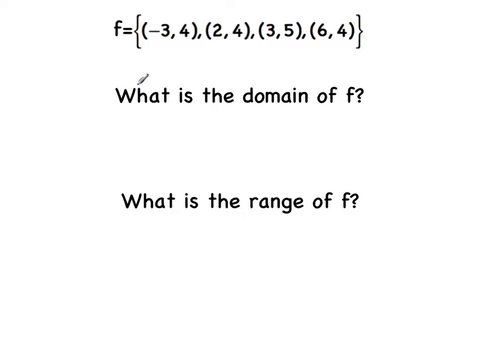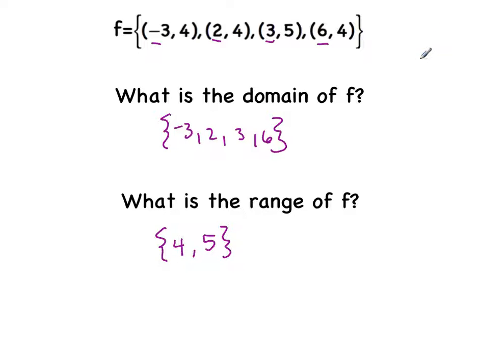What is the domain of f? The domain are all my x values. It is the set of all possible x values. And we write it with set notation, -3, 2, 3, and 6. What is the range? The range is the set of all the y values. And my y values are 4, 4 is repeated here, and 5. So the domain is a set, and the range is a set. The domain is the set of all x. The range is the set of all y.